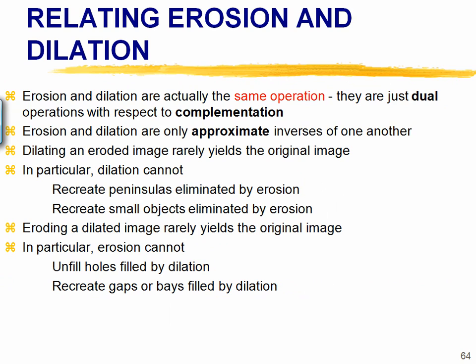Now, keep in mind that erosion and dilation are dual operations with respect to complementation, but they are not identical. So you can't perform an erosion on an image, then perform dilation, and expect to get back to the original image. The reason is that when you do erosion, you get rid of objects. No matter how much dilation you do, you're not going to recover those objects. Once objects are gone, they're gone. When peninsulas are gone, they're gone. You can't grow them back. So you can't use these operations in that fashion.